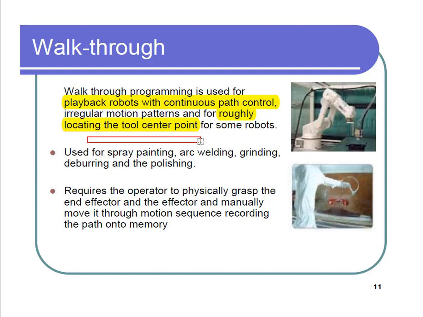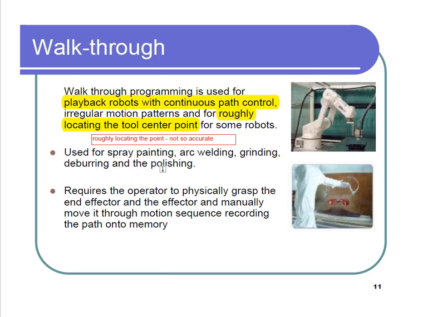You teach the robot arm the movement by manually moving it from one point to another. So this is used for continuous path control. If the movement is continuous and the motion is irregular, not normal, it might go circling, or the movement might be a bit complex, like spray painting, arc welding, grinding, deburring, and also the polishing process.